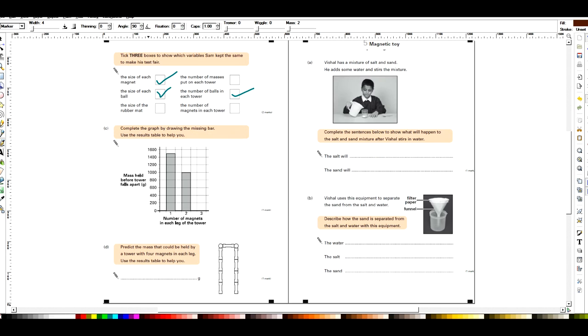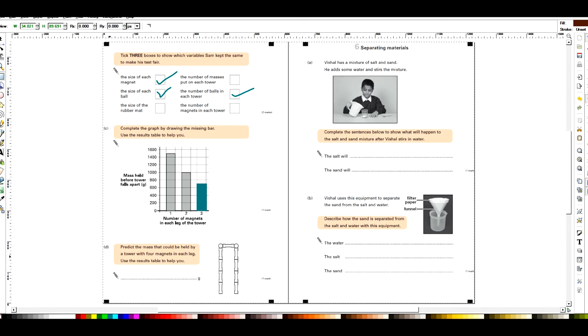Hang on one second. Yes, you need to look. Okay. So what was the 700 grams? Right, I'm going to try to draw it. Okay, there you go. So it should be a 700. 700 is between 600 and 800. There you go. Should be that kind of height.